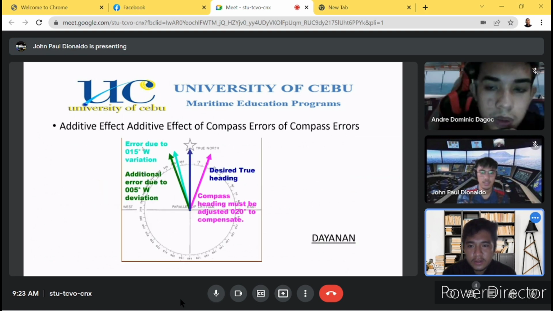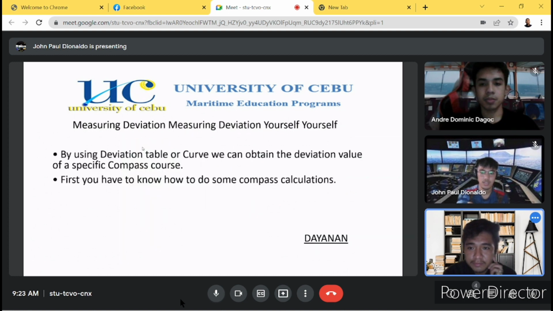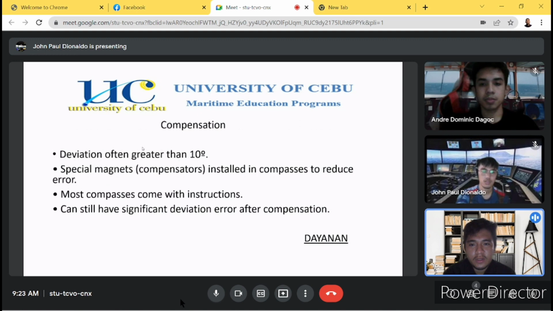Also, in here, as you can see in the image, the additive effect of compass errors. In this slide, measuring deviation. By using a deviation table or the curve, we can obtain the deviation value of a specific compass course. First, you have to know how to do some compass calculations. In here for the compensation, deviation often is greater than 10 degrees.